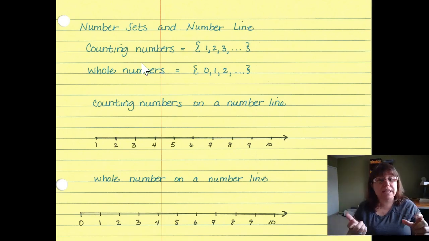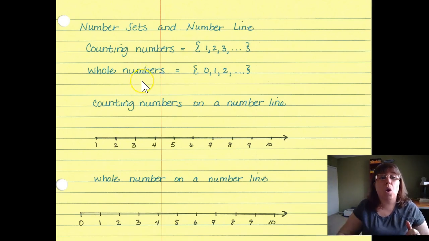Now we have another set of numbers, which are the whole numbers. The whole numbers are just the counting numbers, 1, 2, 3, 4, 5, 6, 7, and we include 0. So the counting numbers, we start at 1. Whole numbers, we start at 0 and move forward. The counting numbers, if we were to put them on a number line, we start at 1.